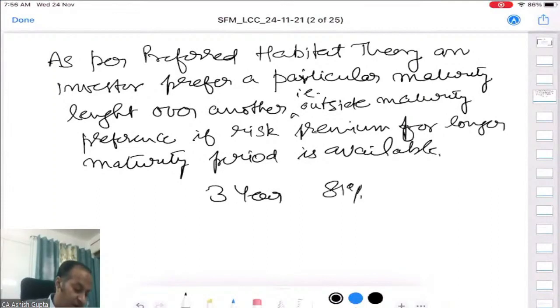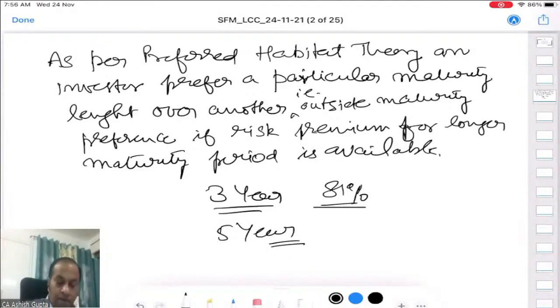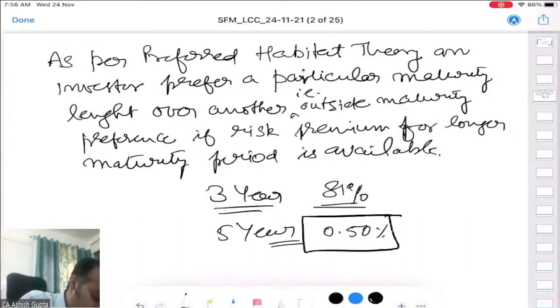Now I say, of course, you're investing the money, just invest for 5 years. So he will say, I will move from my preference if I get some risk premium. Because when you were discussing portfolio management, there was a term risk premium. So suppose I add 0.50 as a risk premium, then he will say, okay, I'm now ready. So he will expect 8.50.